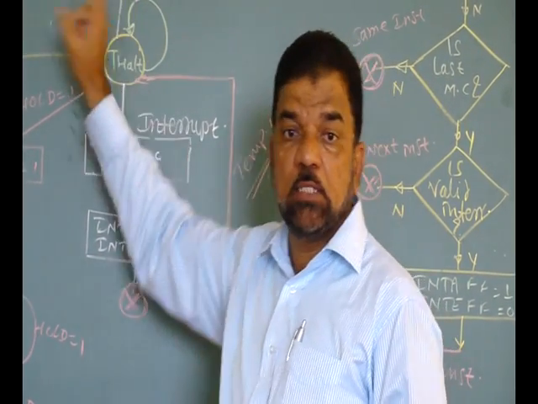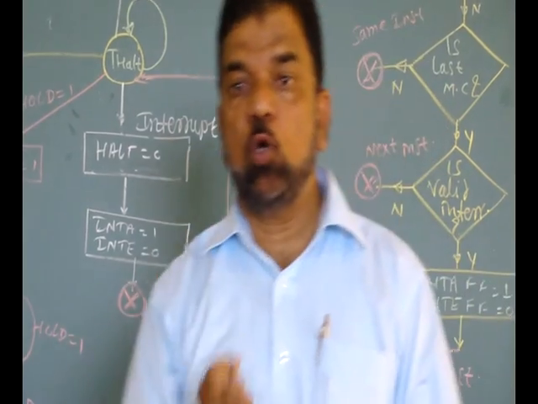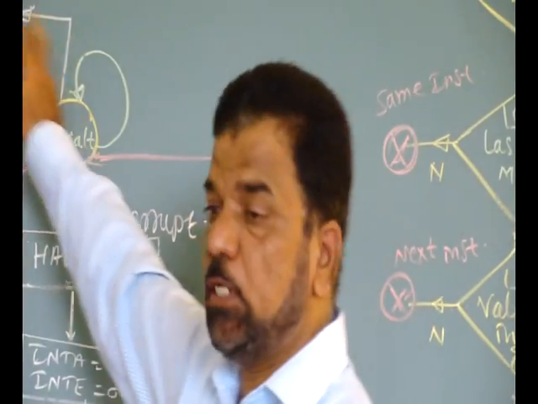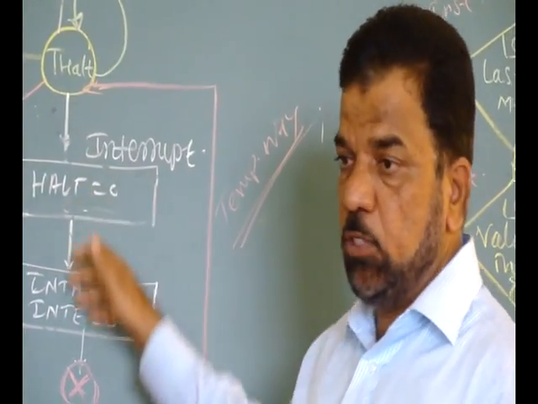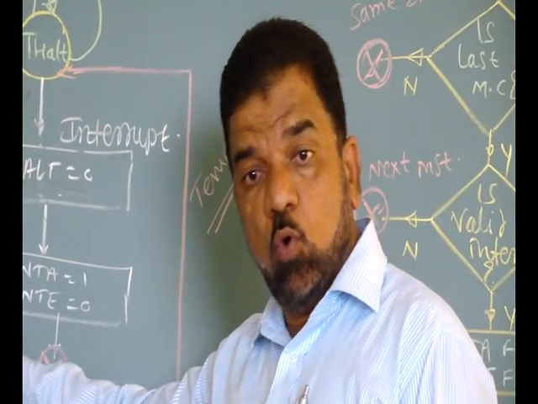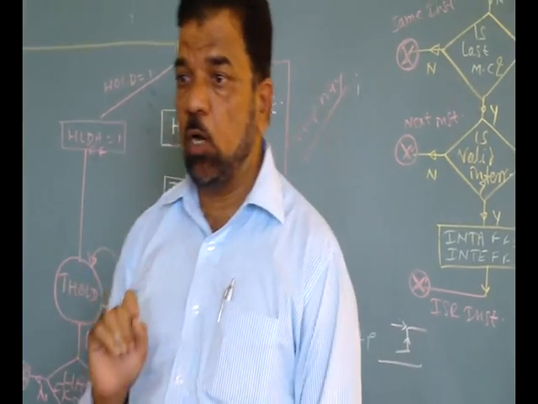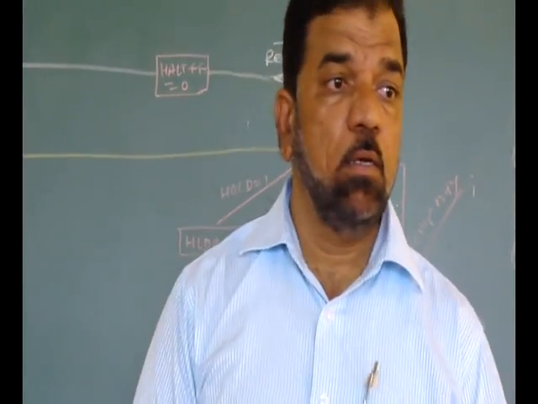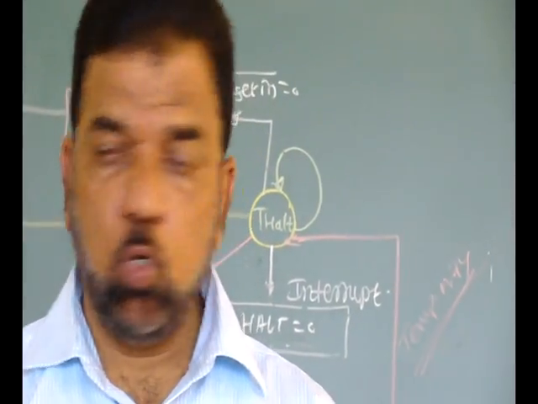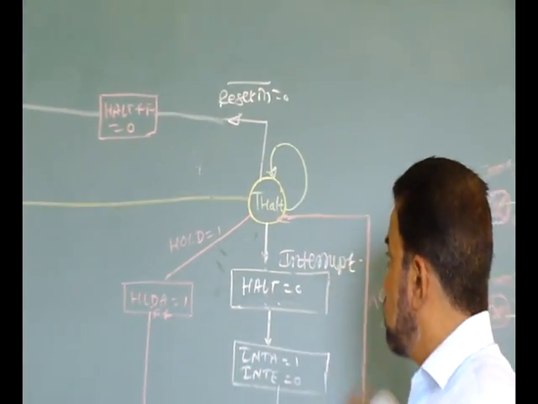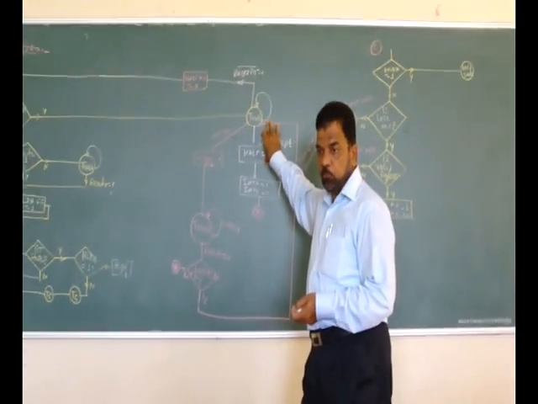Then we have defined the 3 different ways to come out of the halt state. One way is to reset the system, another is to interrupt the system, and the third one is to generate the hold signal. The response to this is that you can have a temporary coming out of halt, because afterwards once again the processor goes back to the halt state.